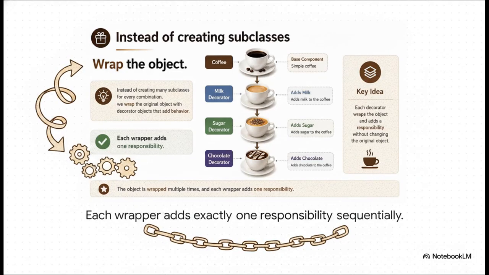And this brilliantly illustrates the core concept. Instead of creating a subclass for every single combo, we use a metaphor of wrapping. Think of it like this. You start with your simple base component, a dark coffee. Then you wrap it in a milk decorator object. Boom, that adds the milk behavior. Then you wrap that whole thing in a sugar decorator. Then maybe a chocolate decorator. Each wrapper adds exactly one responsibility, sequentially, without fundamentally altering that original coffee object sitting right there in the middle.